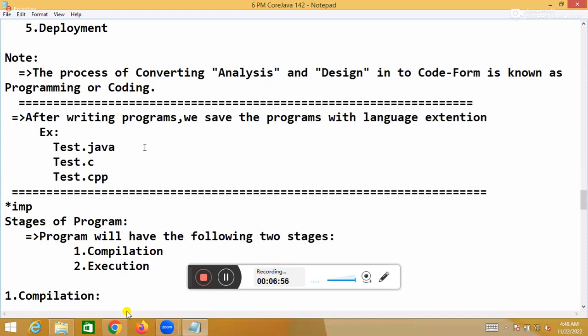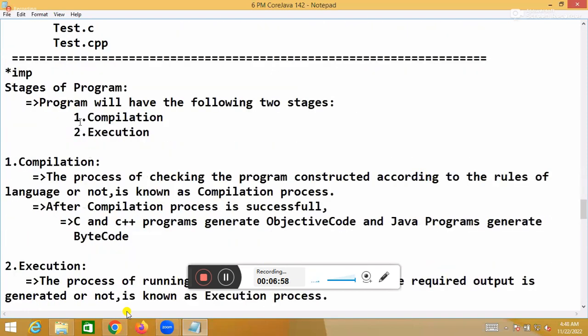That's a theory. And the program has how many stages now? 2 stages. What are they now? Compilation, execution. Normally, you can remember, compilation means, sir, after writing my program, as a code writer, I must check my program is constructed according to the rules or not. Every language will have their own construction rules. Every language will have their own grammatical rules. Whether I have written my program according to the rules or not, I have to check it, sir.